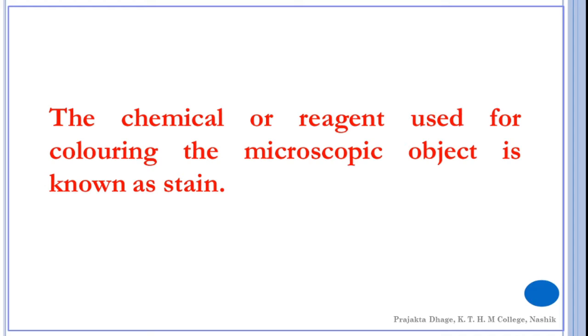Now let's see what is staining. Staining is nothing but a supporting procedure used to increase or enhance the contrast in the object that you are viewing under the microscope. Basically, stains and dyes are frequently used in histological preparations to study cells or tissues in the field of biology, histopathology, hematology, cytopathology, etc.